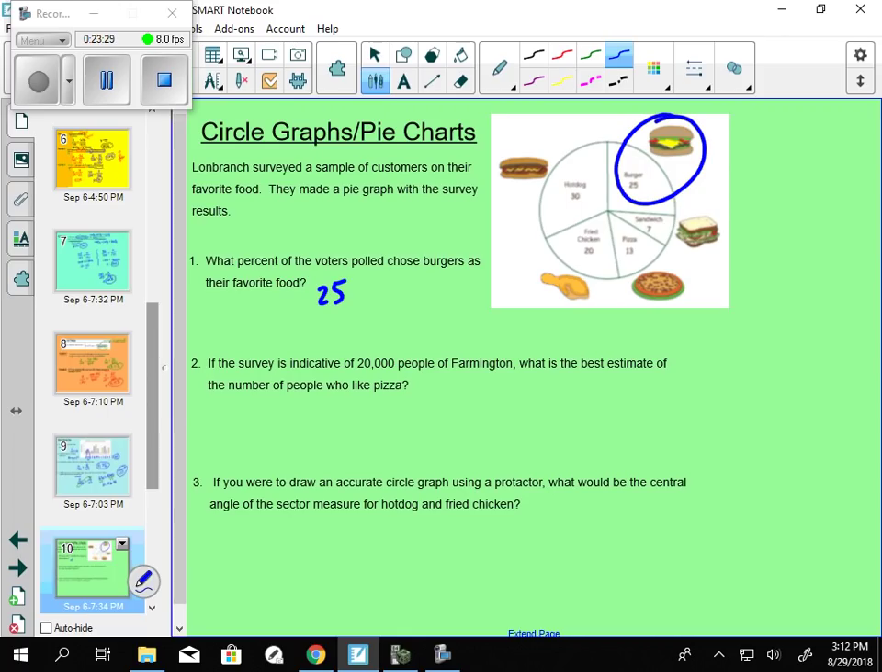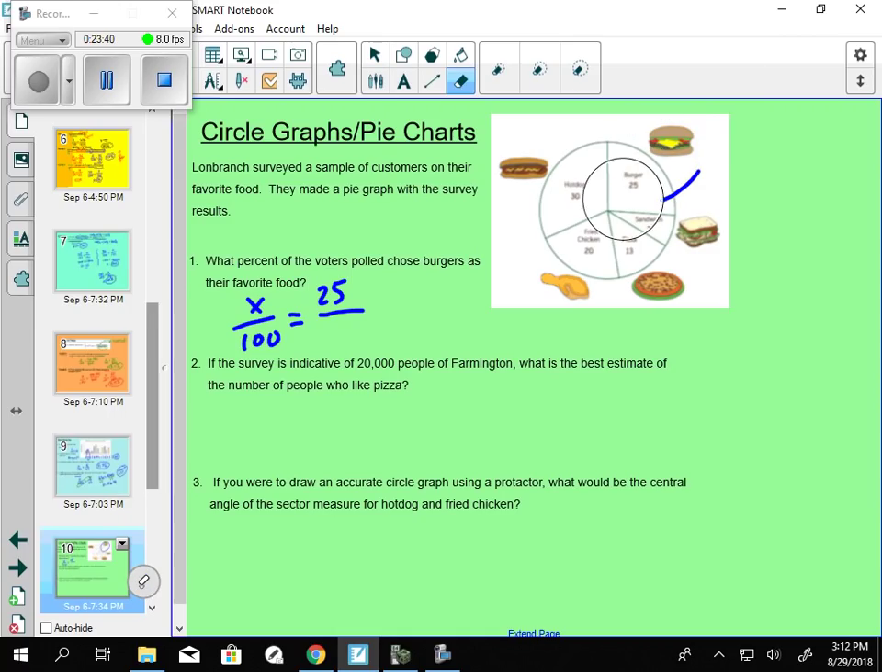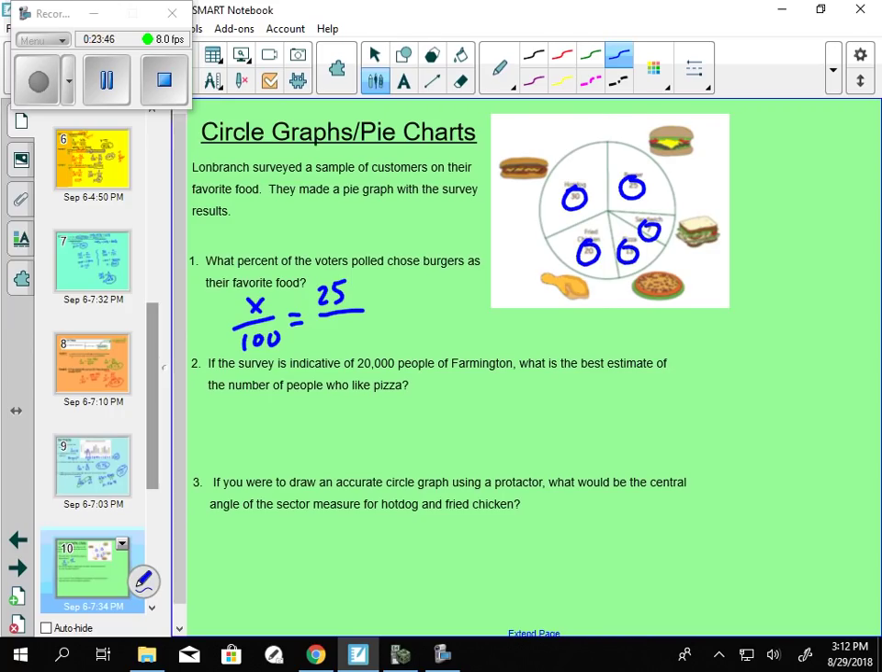Okay, and we're trying to find a percentage, so we want to know what out of 100, but we're missing something here. We need that total. So just like before with the bar graph, to find a total, you'd want to add all these up. So looking at these numbers, you got 30, 25, 20, 13, and 7. Add all those up and find out the total is 95. So now we know the other number to put here. So cross multiply, divide, and it looks like you get about 26.3%.